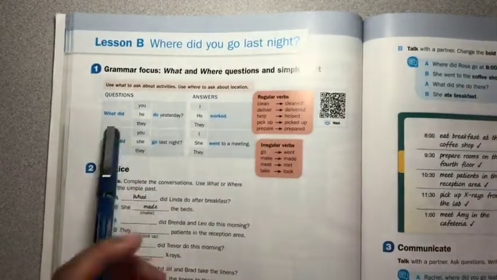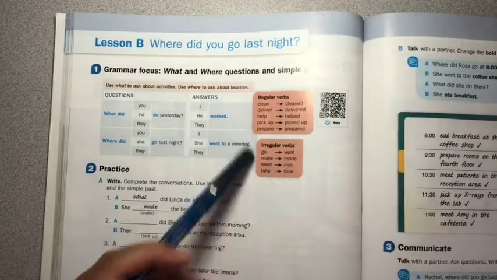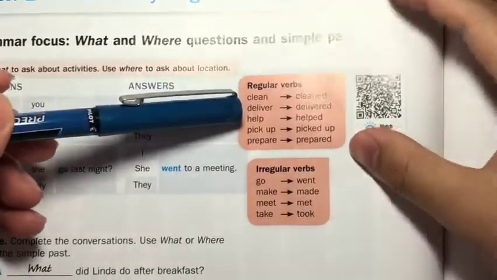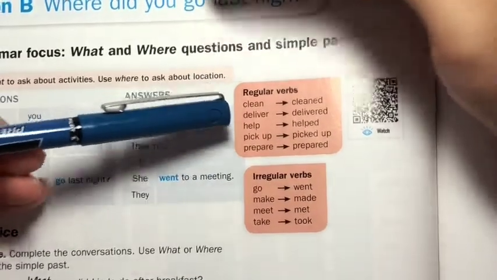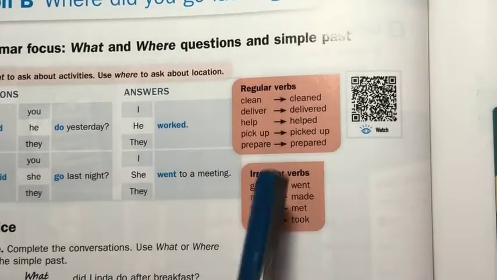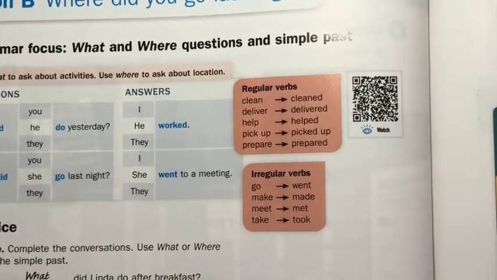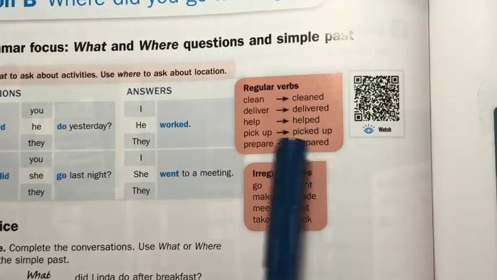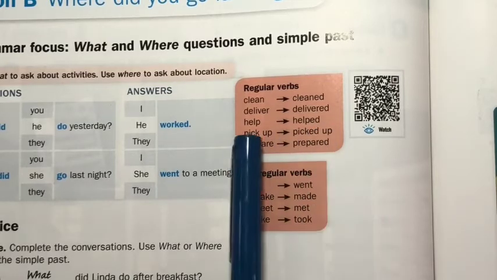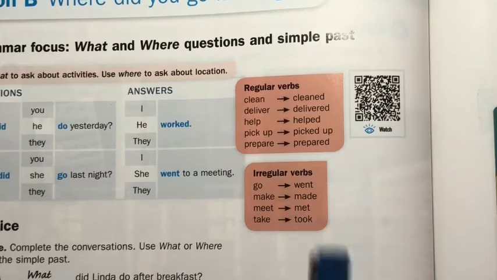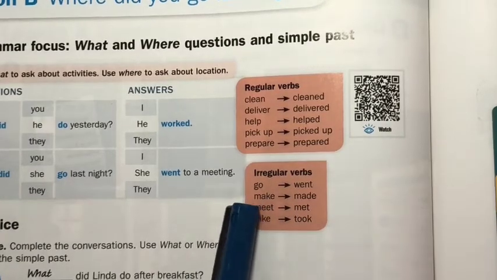So let's look at this graph. First, we have the verbs over here in orange. We have regular verbs for writing in the past tense. With regular verbs, they're easy. You add ed to the end to talk about the past. So clean, we have cleaned. Deliver, delivered. Help, helped. Pick up, picked up. Prepare, prepared. And then we have the irregular verbs.